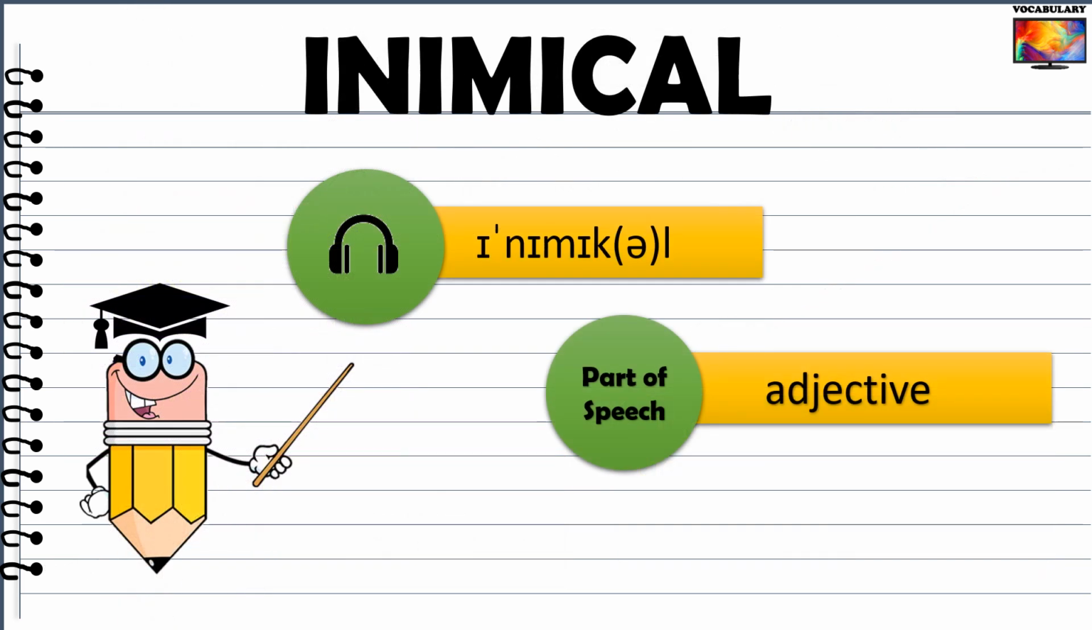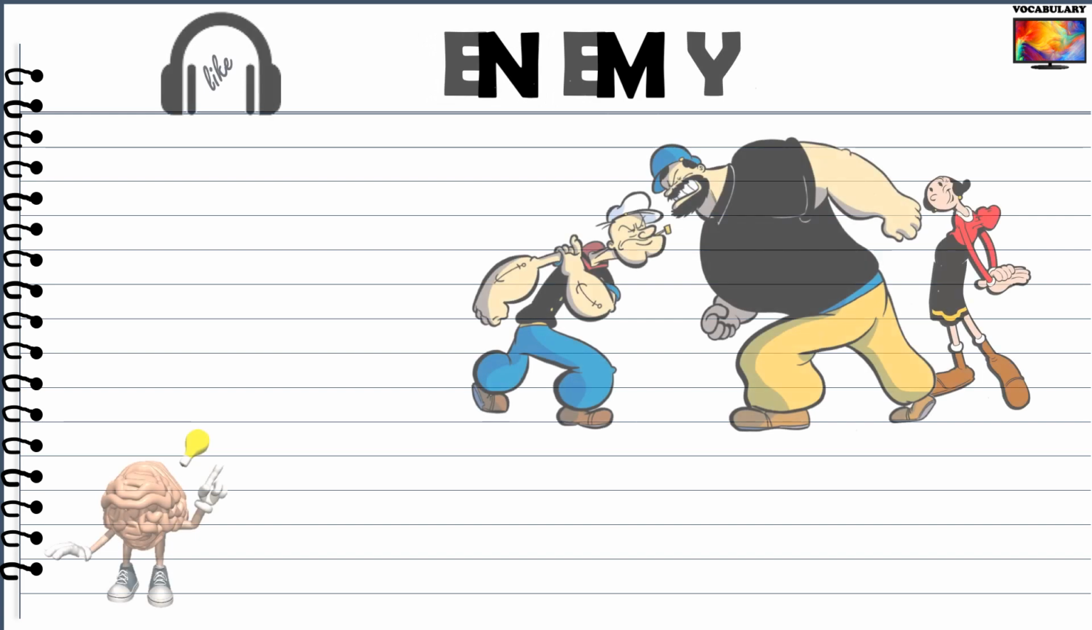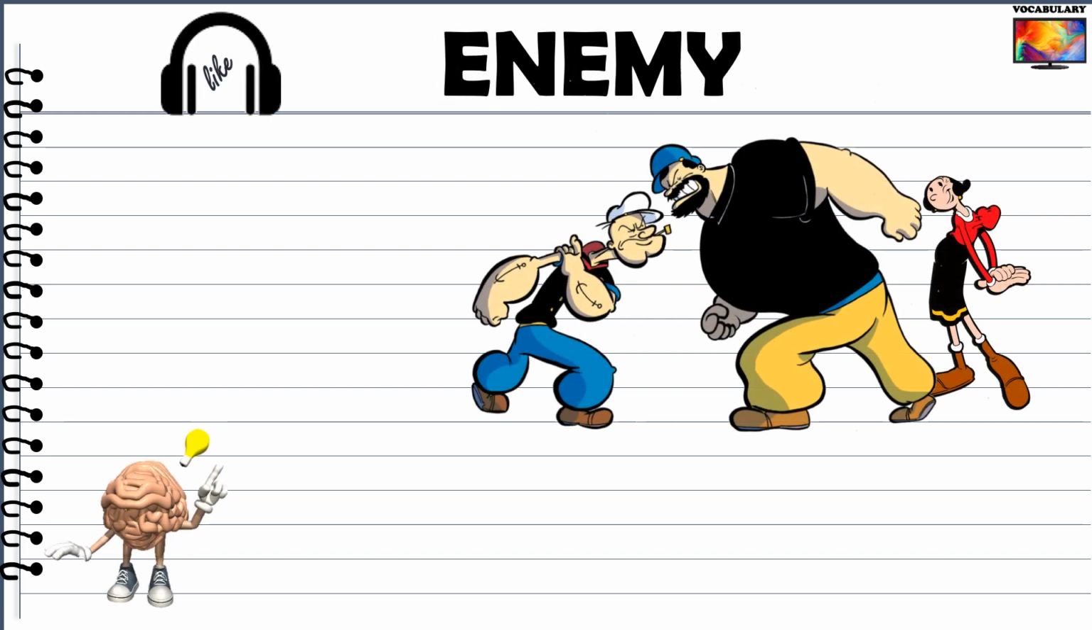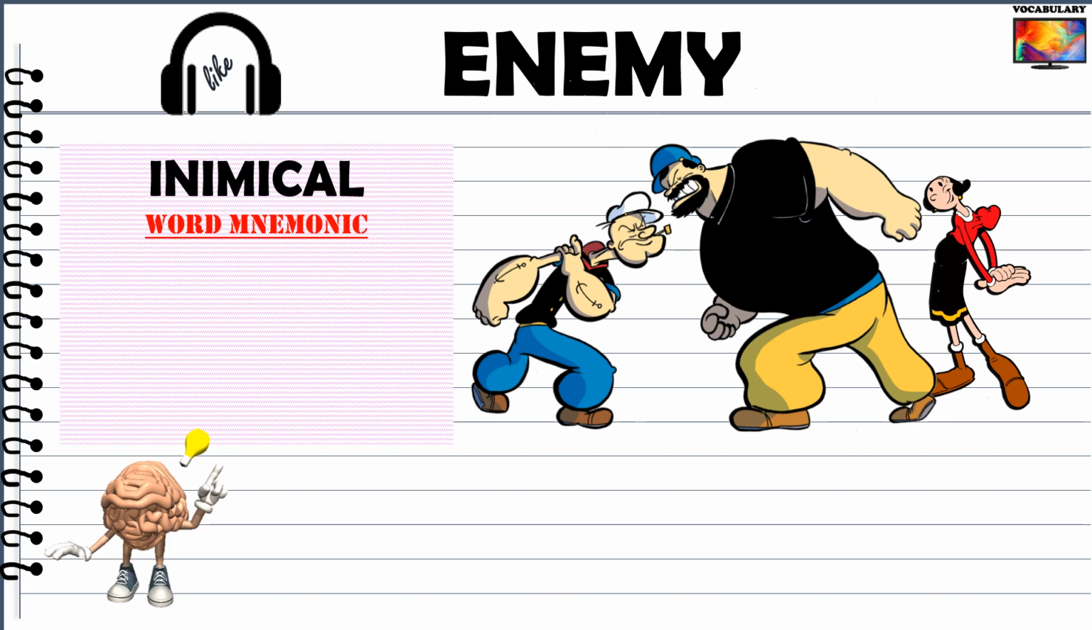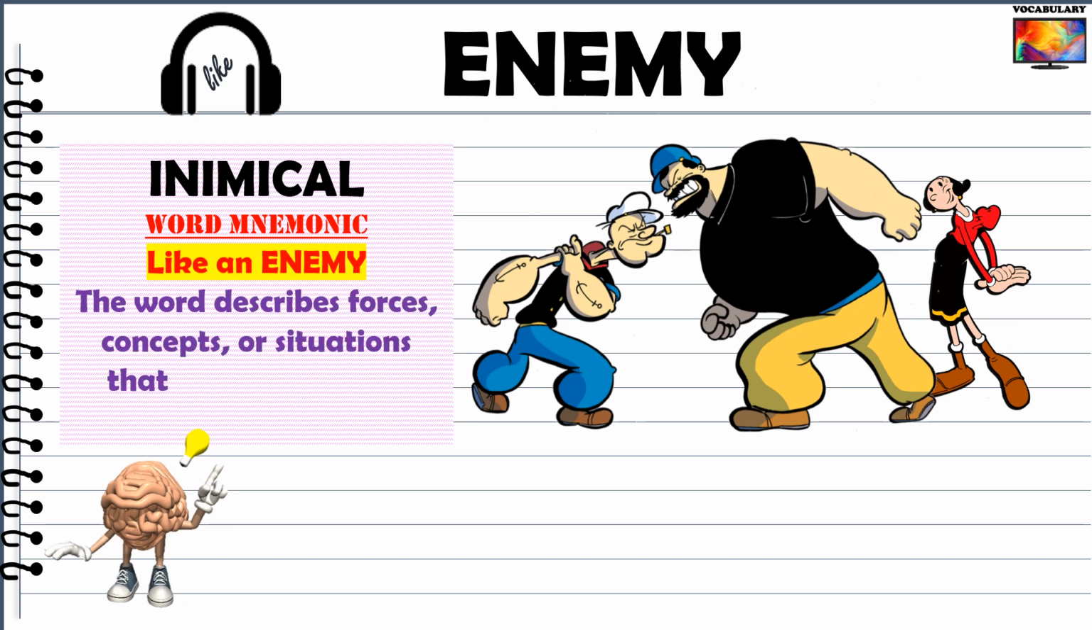Next, we have the word inimical. This word is also used as an adjective. This word clearly sounds like enemy, which is our mnemonic. In fact, the word inimical shares its etymology with the word enemy. The word inimical describes something which behaves like an enemy.